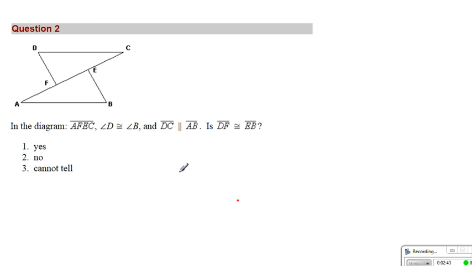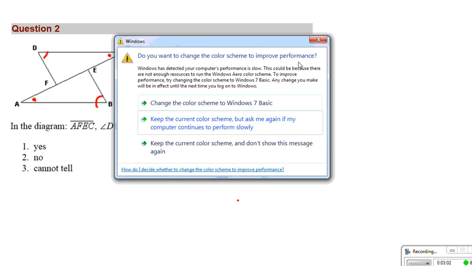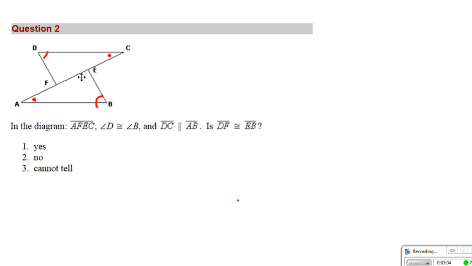Now, second question here. We realize angle D is congruent to angle B. All right, so that's the first condition. And then these two lines are parallel. As soon as we realize those are parallel, then this angle C must be congruent to angle A right over there. Now, the question is DF, which is this line segment, let me just mark it with green, is DF congruent to EB?